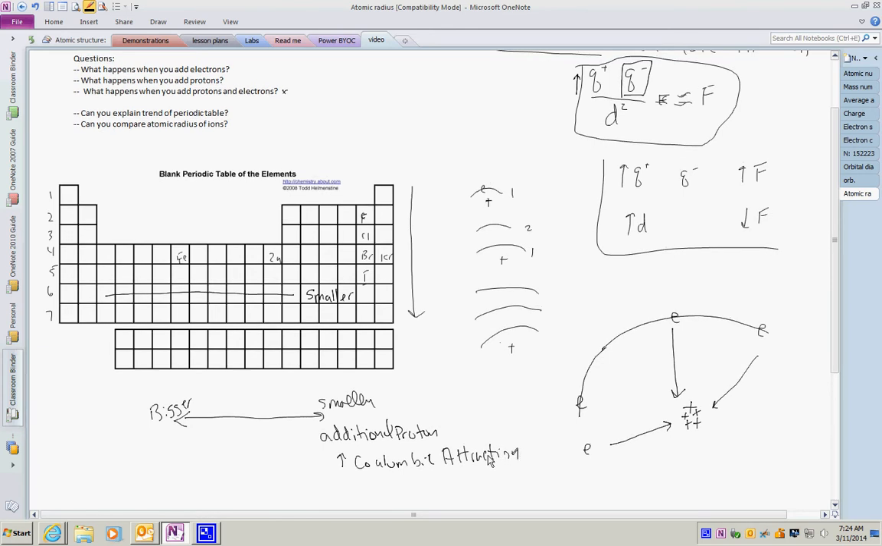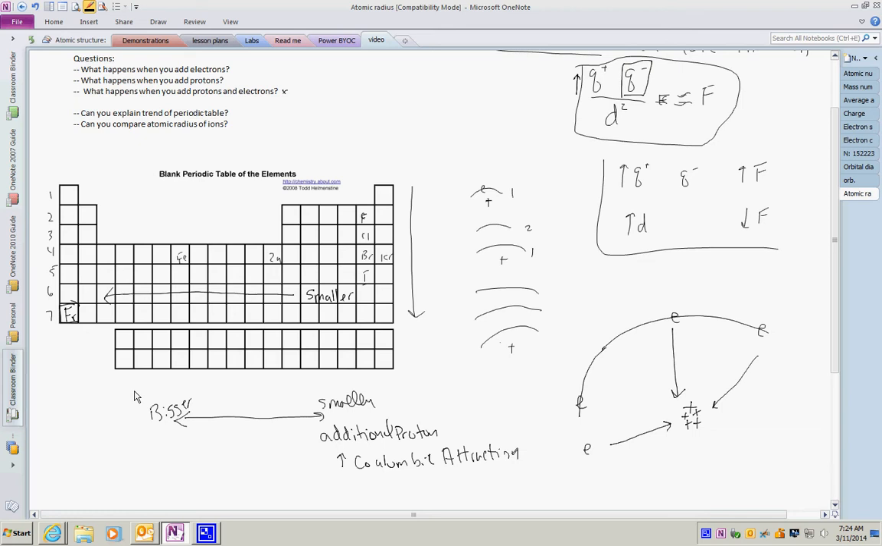Now, is it a ton relative to adding another electron orbital? Not really. It's just being slightly squeezed down as you go to the right. So it's getting slightly bigger as you go to the left, bigger as you go down. So francium is the biggest element on the periodic table. It has the most energy levels, and in its energy level it's just one electron. So the proton has not had a chance to be squeezed down yet.